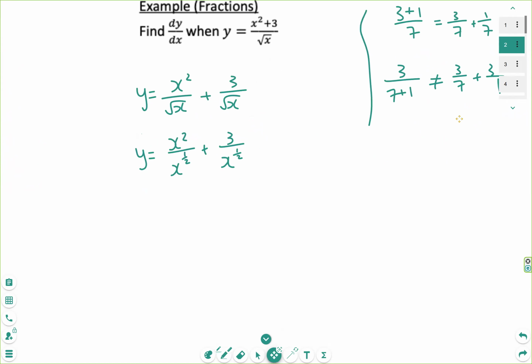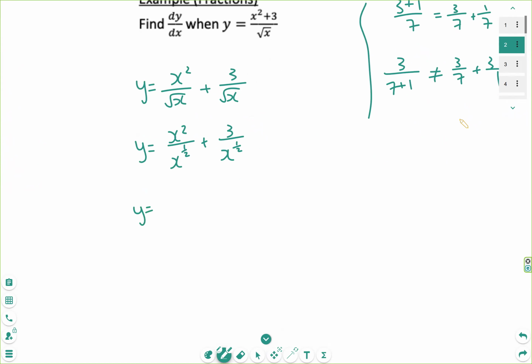Then what I can do here is simplify the first term by subtracting the powers. So 2 minus a half is 3 over 2. And x to the power of a half in the denominator is the same as x to the power of minus a half. Now I'm good to differentiate because both x terms are in power form. Multiply by the power, power minus 1. 3 over 2 minus 1 is a half. Multiply minus a half into 3 is negative 3 over 2, then minus 1.